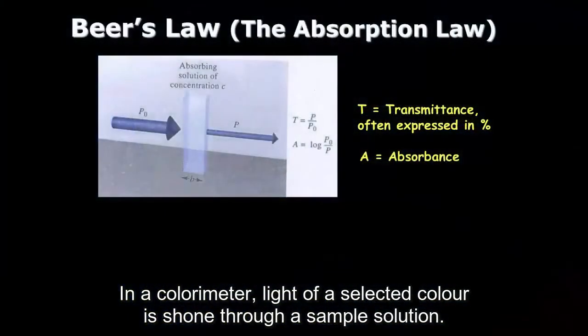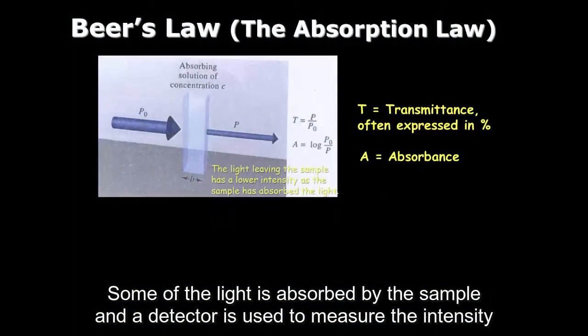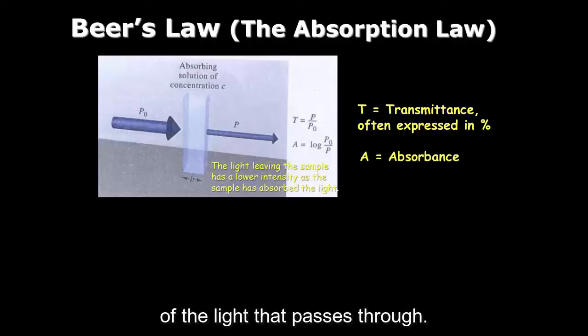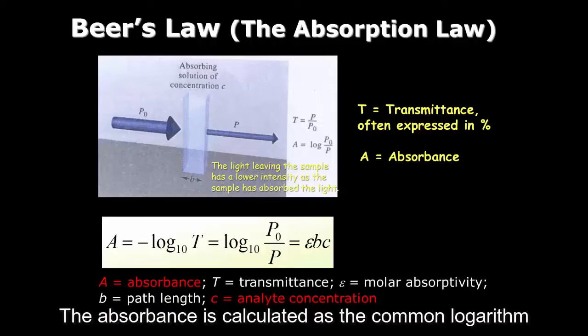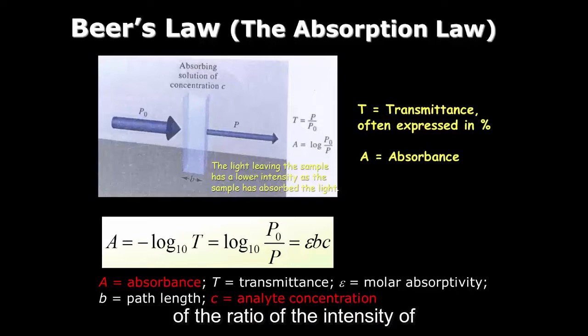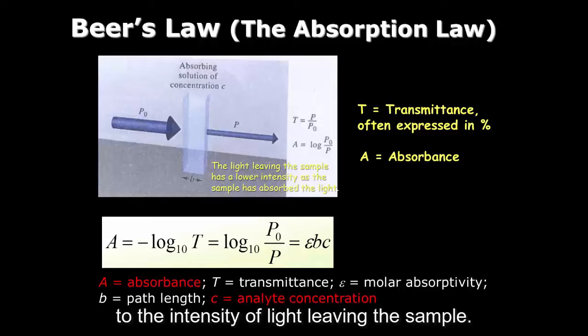In a colorimeter, light of a selected color is shone through a sample solution. Some of the light is absorbed by the sample, and a detector is used to measure the intensity of the light that passes through. The absorbance is calculated as the common logarithm of the ratio of the intensity of light entering the sample to the intensity of light leaving the sample.